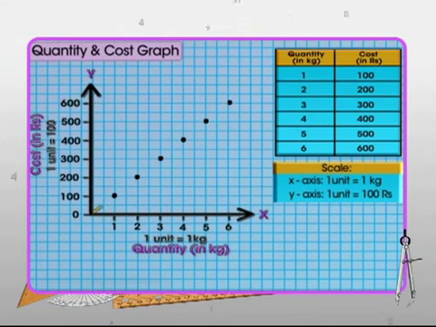And then joining them gives a straight line graph between the quantity and the cost of apples. From this graph, as we did earlier, for any given quantity, we can know the total cost of apples, or vice versa.